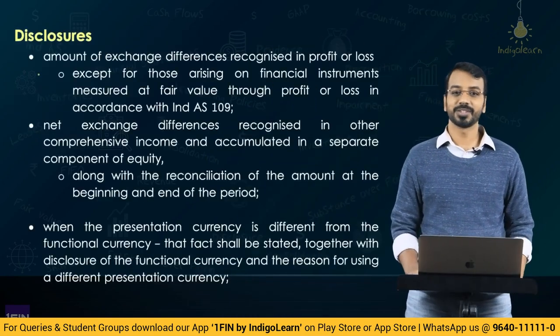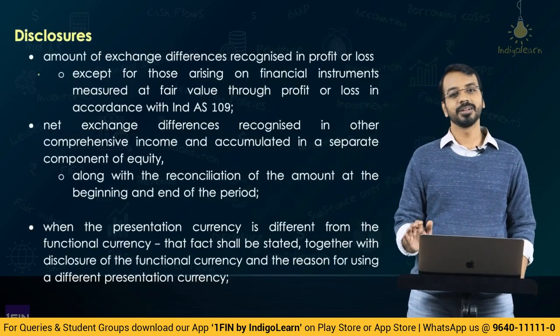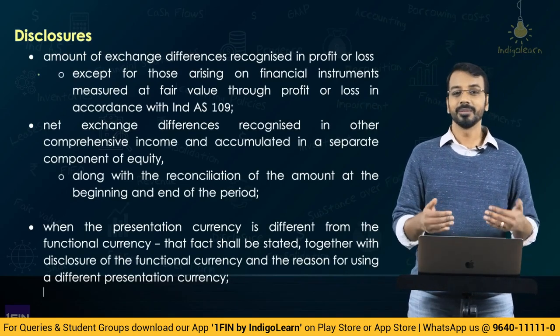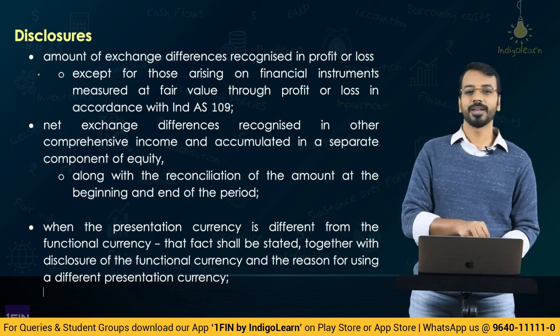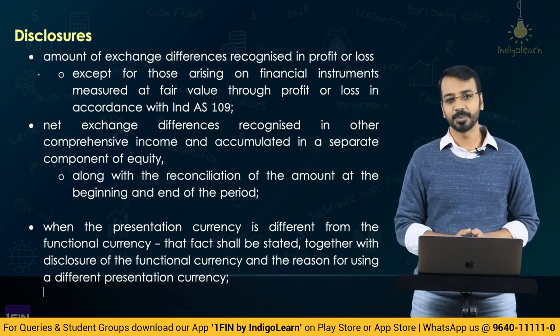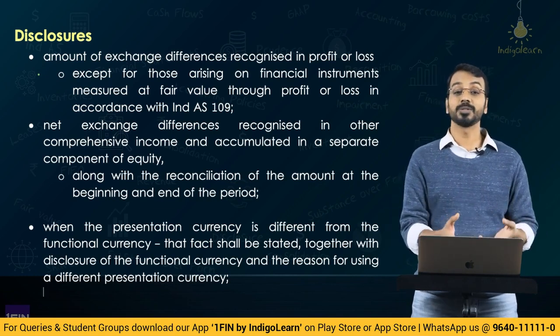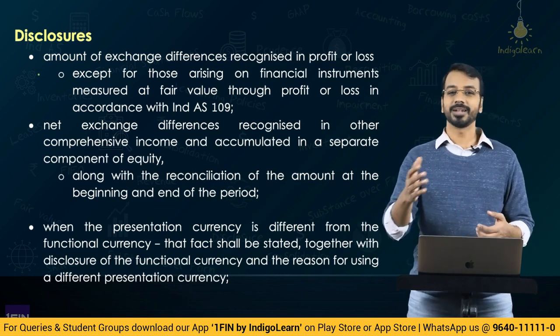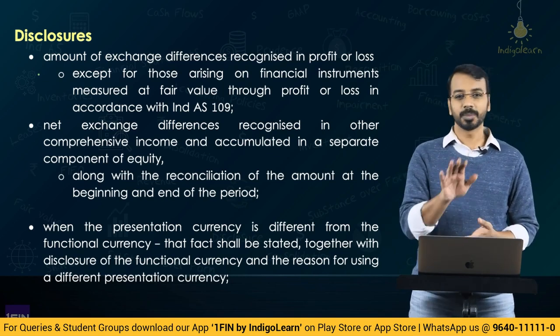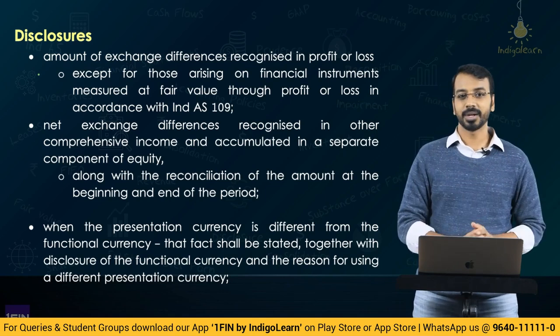Now, coming to the last leg of the standard, the concluding part, which is the disclosure requirement. Friends, the disclosure requirements are pretty simple and straightforward. Basically, what it says is, how much profit have you recognized on foreign exchange differences or foreign exchange transactions? Disclose it separately. How much gain or loss has been accumulated in OCI when you translate a foreign operation? Disclose that separately. If the functional currency is different from the presentation currency, disclose that, right?